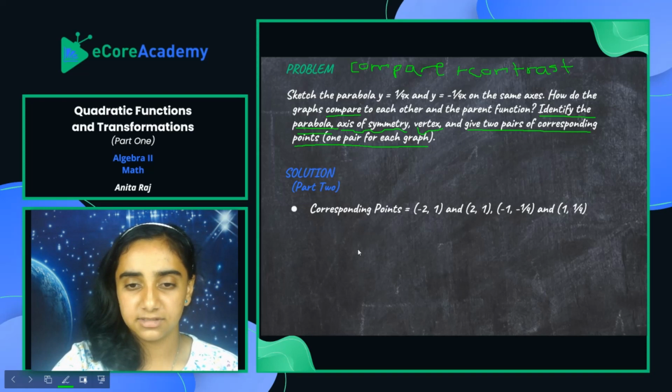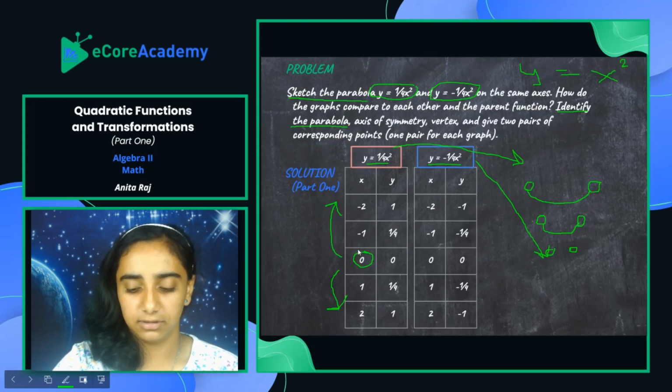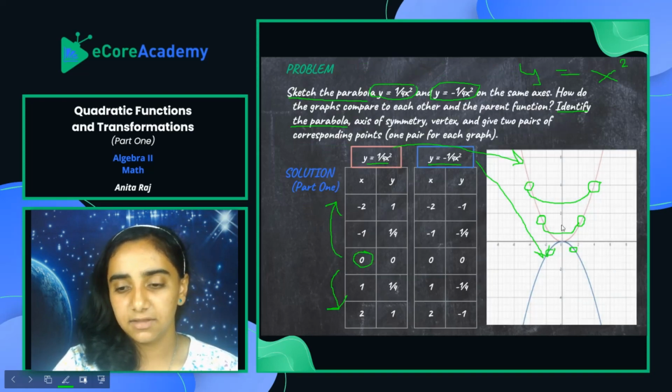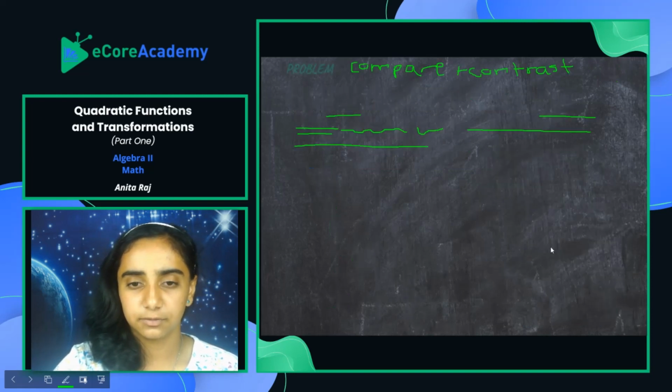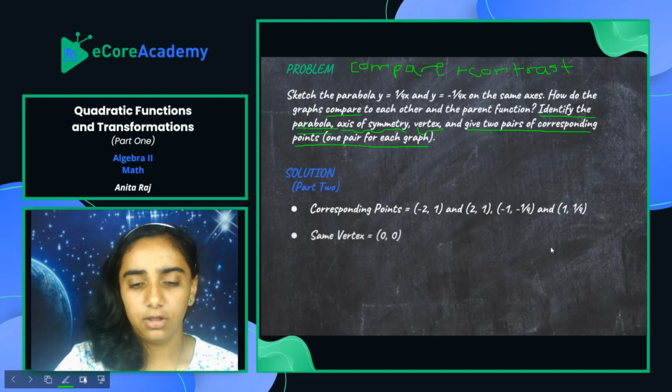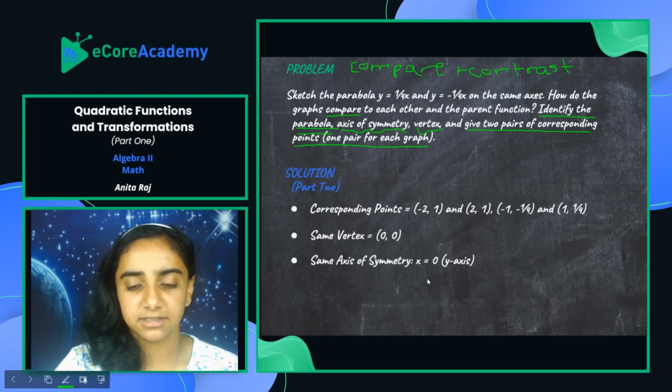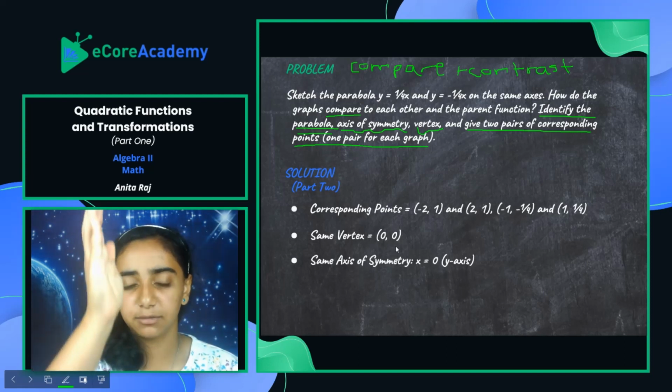These graphs have the same vertex. So let's go back onto the last slide. And if you see, these have the same vertex. The vertex is 0, 0 right here. So they share a vertex. Also, they have the same axis of symmetry. So x equals 0, which is pretty much the y-axis. That's where the vertex was. That's what divided both of them in half.